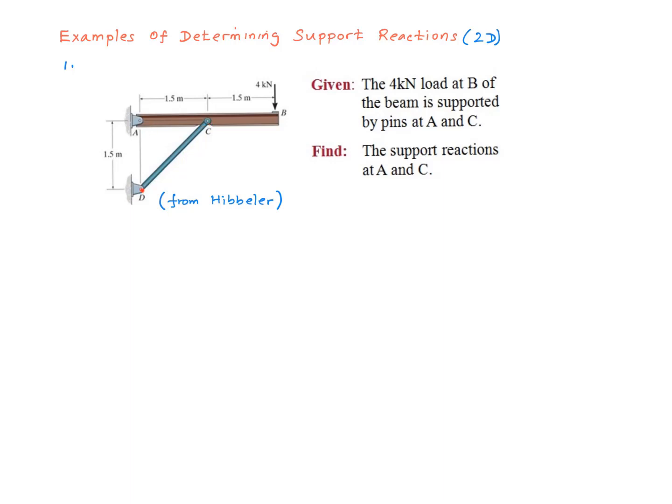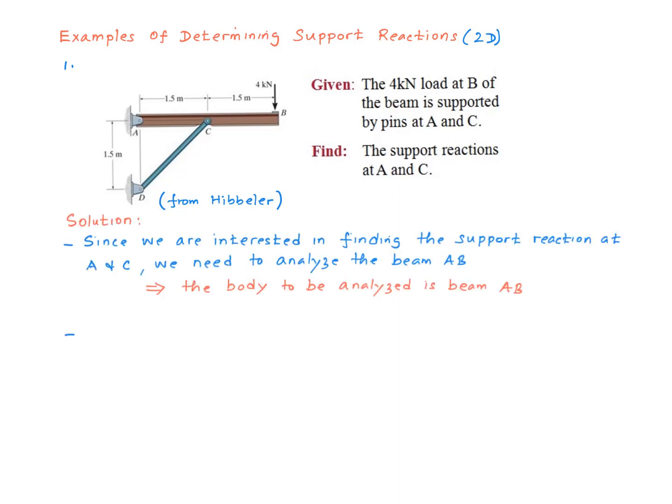We have a straight two-force member CD connected through pins at point C and point D is also supporting the beam. The beam is subjected to a vertical point load at point B. The magnitude of the force is 4 kilonewton. The question is to find the support reactions at point A and C. So you want to find the support reactions at point A and C.